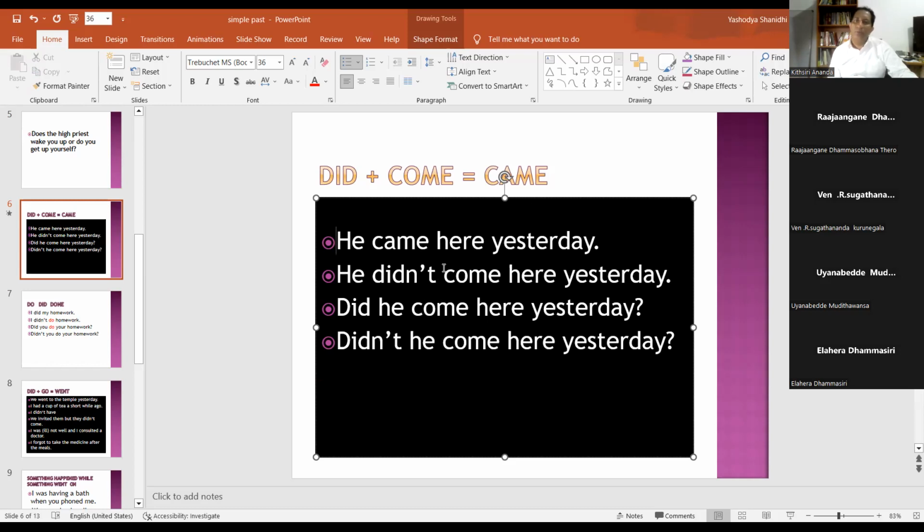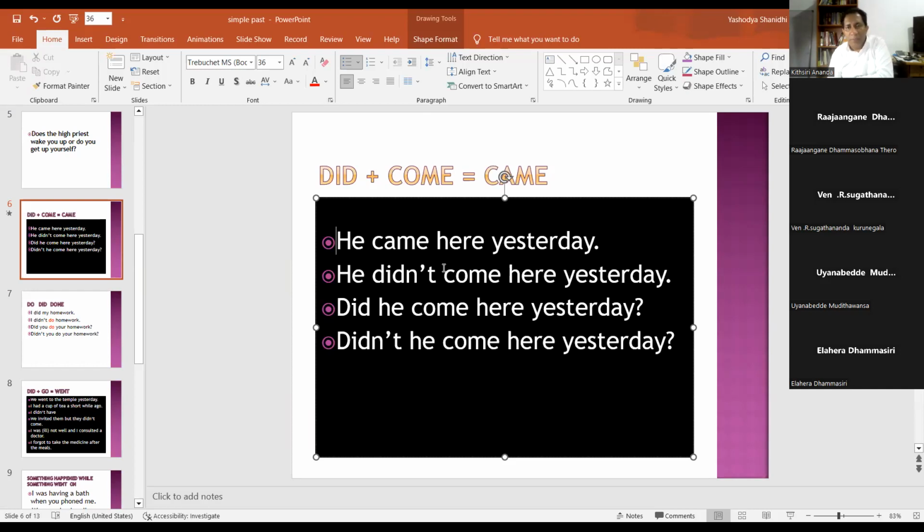Likewise, we cannot use not here and there in a sentence and make the idea negative. So we have to understand the relevant helping verb which is hidden inside the verb here. We know how came forms: did plus come equals came. So the relevant helping verb is did. When it comes to simple past, the relevant helping verb is did.